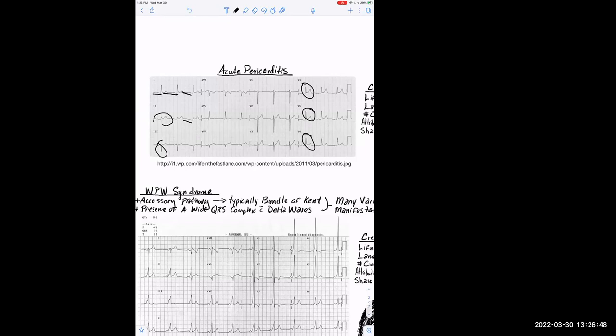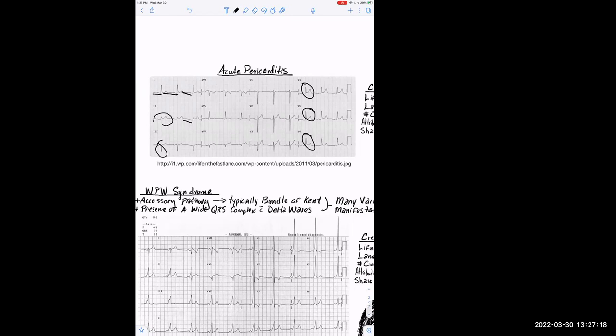elevation mimic for pericarditis, you are going to first and foremost consider where the elevation is happening, what leads it is happening in. Is it global? Is it happening in every lead, or is it happening in leads that don't make sense? Second, consider Spodick's sign. Do you have a constant downward trend of the isoelectric line? And finally, is the pain the patient is experiencing positional?